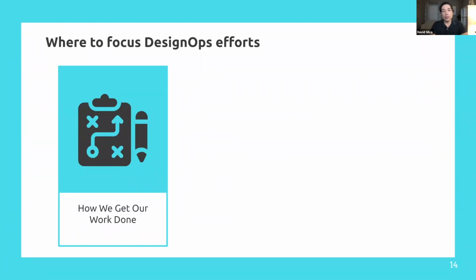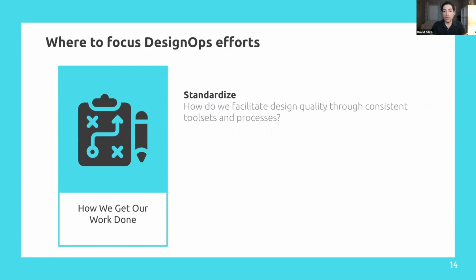Now let's talk about design ops with an effort on how we get our work done. And these help us plan for how we standardize, how we harmonize, and how we prioritize the workload of the team. So let's talk about planning for standardization. How do we facilitate the design quality through consistent tool sets and processes? And we're talking about documenting, like what I was saying about the onboarding and having this documentation.